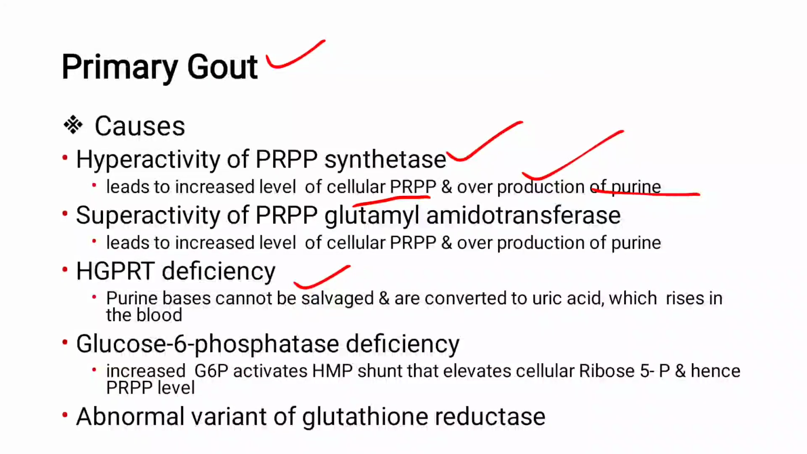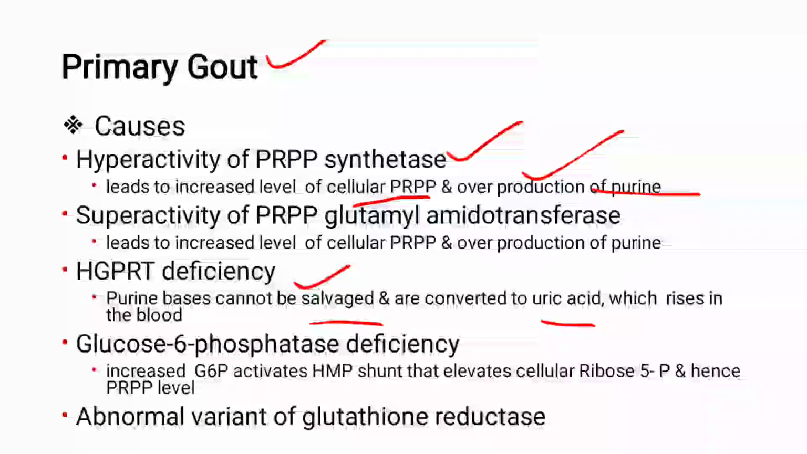So HGPRT is an enzyme which is required for the salvage pathway, that is, recycling of the purine bases. In case of HGPRTase deficiency, the purine bases cannot be salvaged, cannot be reutilized, so they are broken down and converted to uric acid, which rises in the blood, leading to gout.